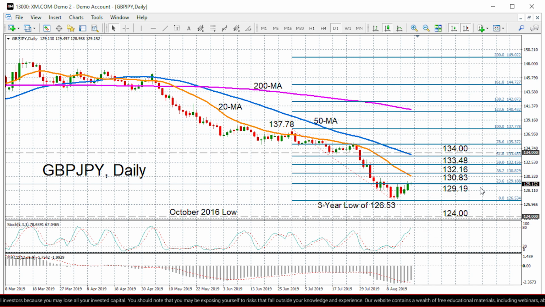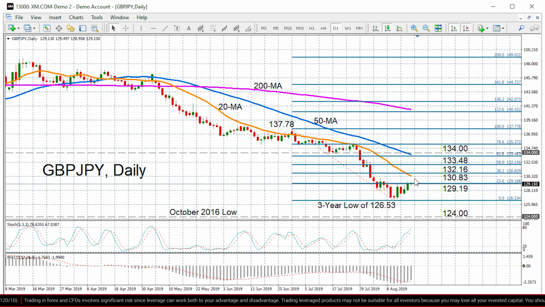It's actually stuck around the 23.6% Fibonacci retracement of the down leg from 137.78 to 126.53. So that level is around 129.19. If prices overcome that resistance level, the next obstacle could arrive at the 20-day moving average at around 130.44, and that's just below the 38.2% Fibonacci at 130.83.